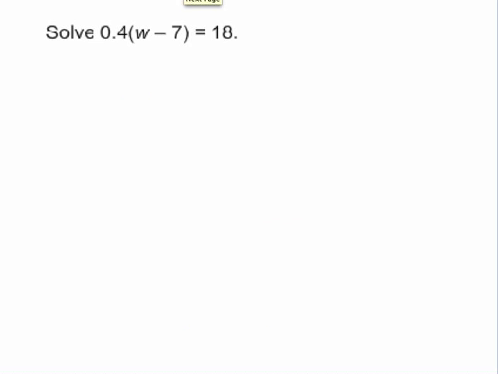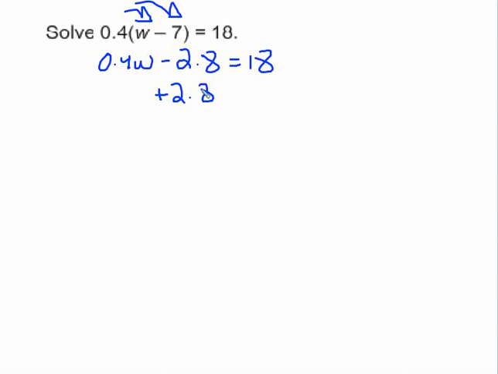So I have 0.4 multiplied by the quantity w minus 7 is equal to 18. I'm going to distribute that 0.4 in. I'm going to get 0.4 w minus 2.8 equals 18. I'm going to add that 2.8 on each side.